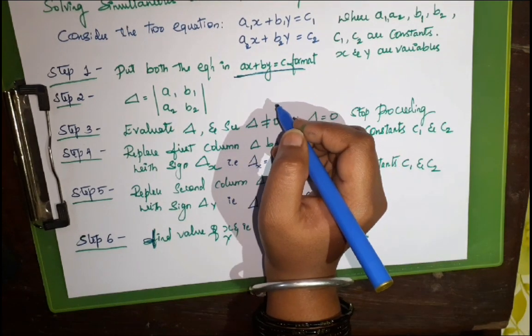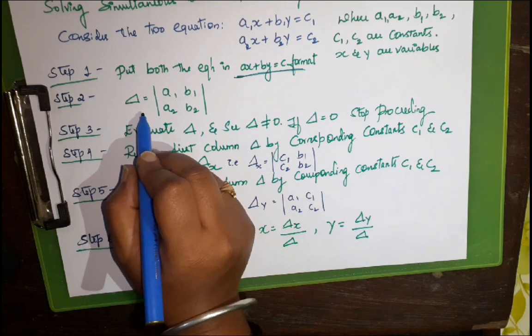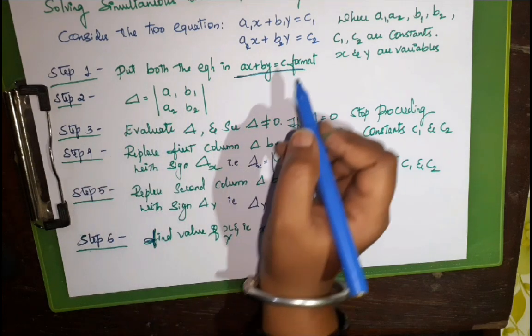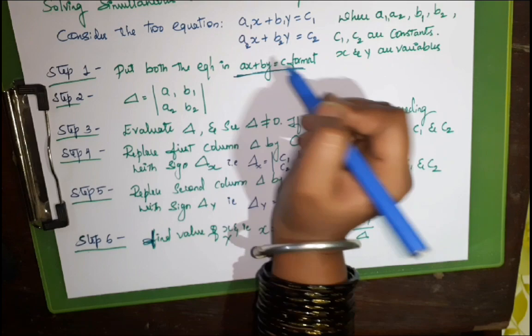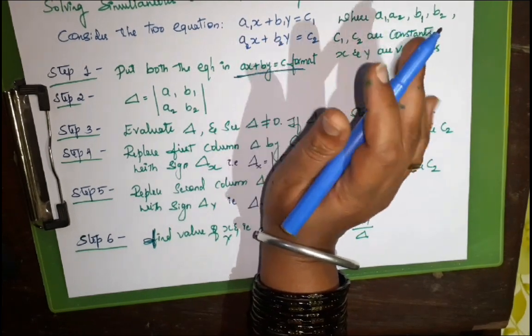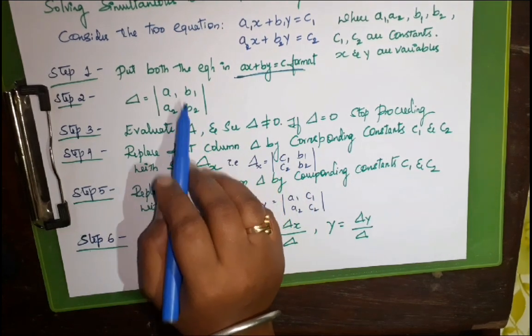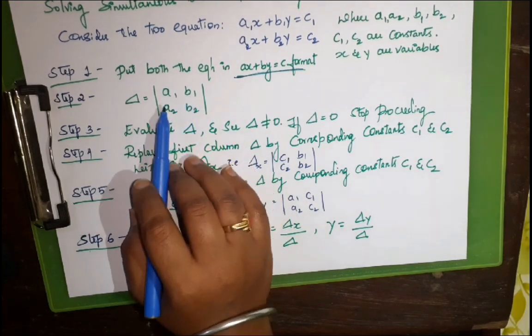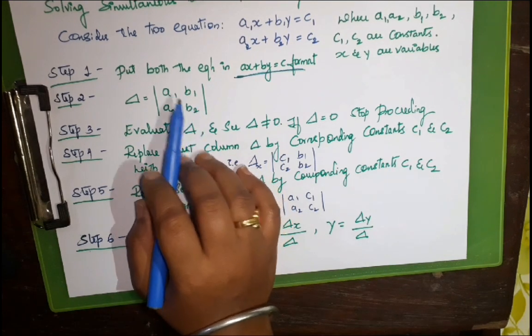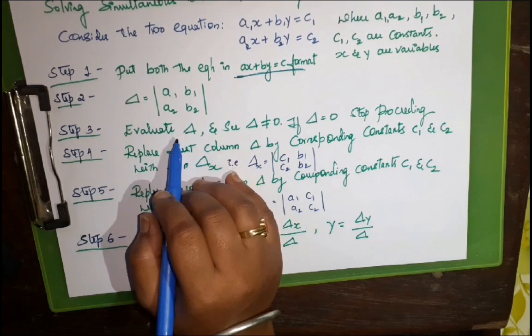Then the second step is delta. We have to find the delta. For finding delta we are considering the constant numbers, that is a1, a2, b1, b2, which are along with the variables. After this we have to evaluate it, like how we cross multiply under a determinant. The same way here also we have to do it.